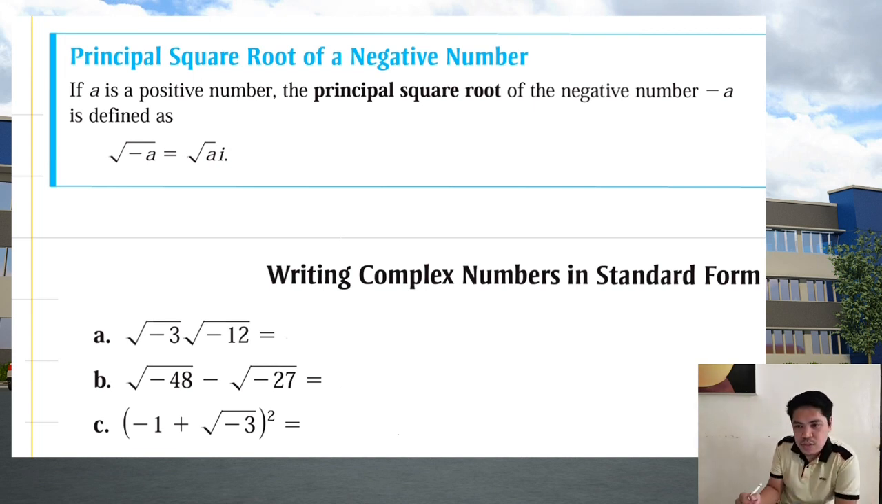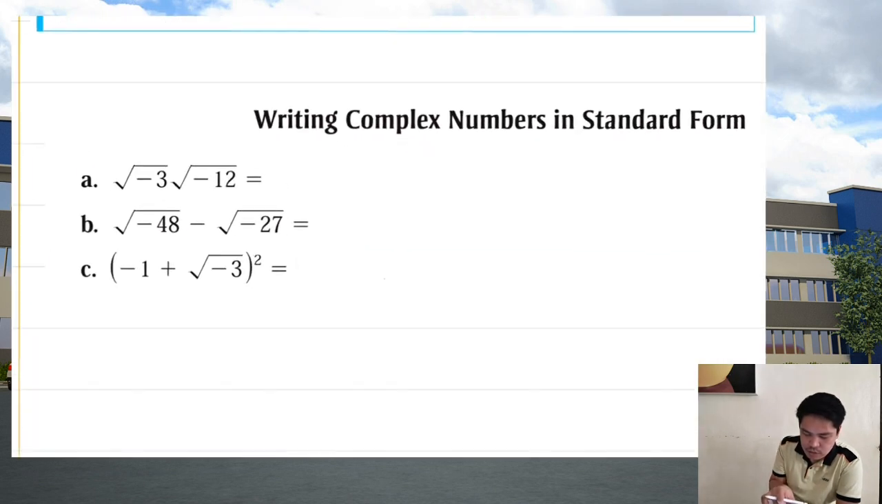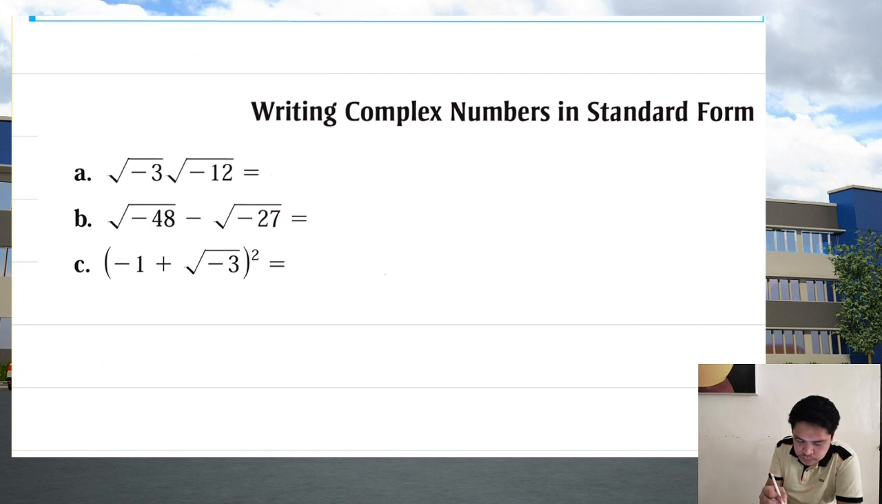So it becomes i. Or that is simply, let me rewrite that, square root of negative 1 times a. So square root of negative 1 is i, then naiwan si a sa loob ng radical sign. So the result is just square root of a times i. Ganun lang. So let's try to take a look at this.